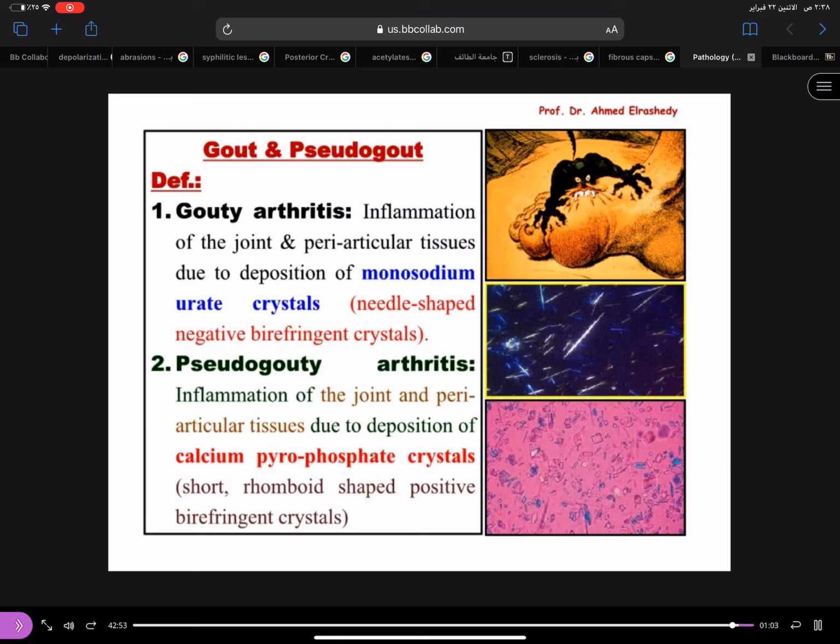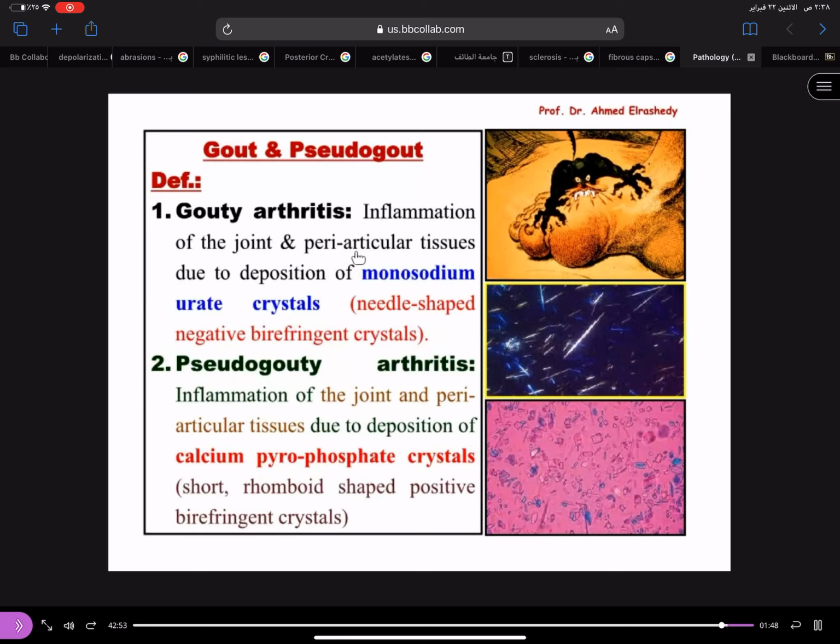So, what is gout? Gout and pseudo gout. By definition, it is gouty arthritis. Okay. So, arthritis means itis. The word itis means there's inflammation. Okay, so in the first semester you have done this. That itis usually comes when there's inflammation. Arth means joints. Okay, so inflammation of the joint and periarticular tissues due to deposition of monosodium urate crystals.